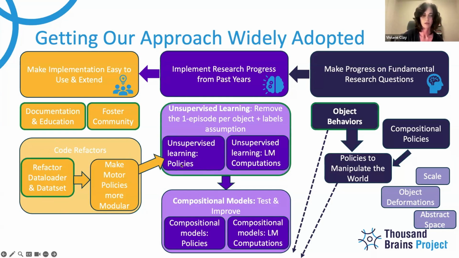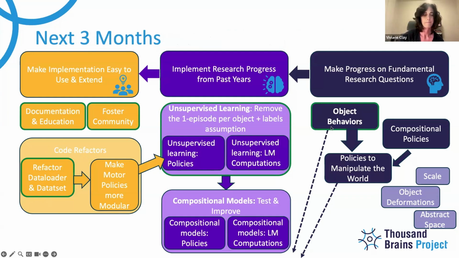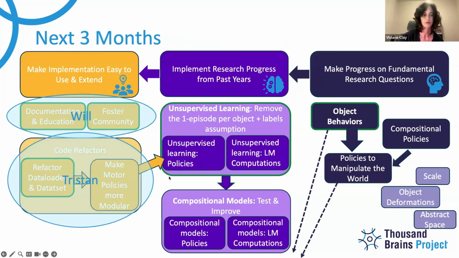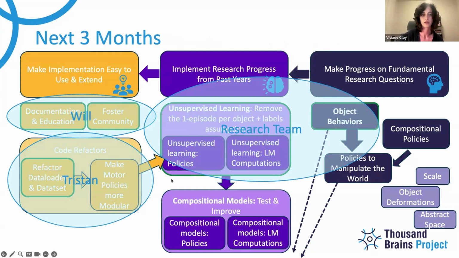And then I just marked the ones that are next up or in progress in green. So here we have the refactors. We have unsupervised learning as the big next topic, and then object behaviors as a big research topic. And I'm not sure if this view is useful, but I overlaid who will roughly work on which part, but obviously there will be overlaps.